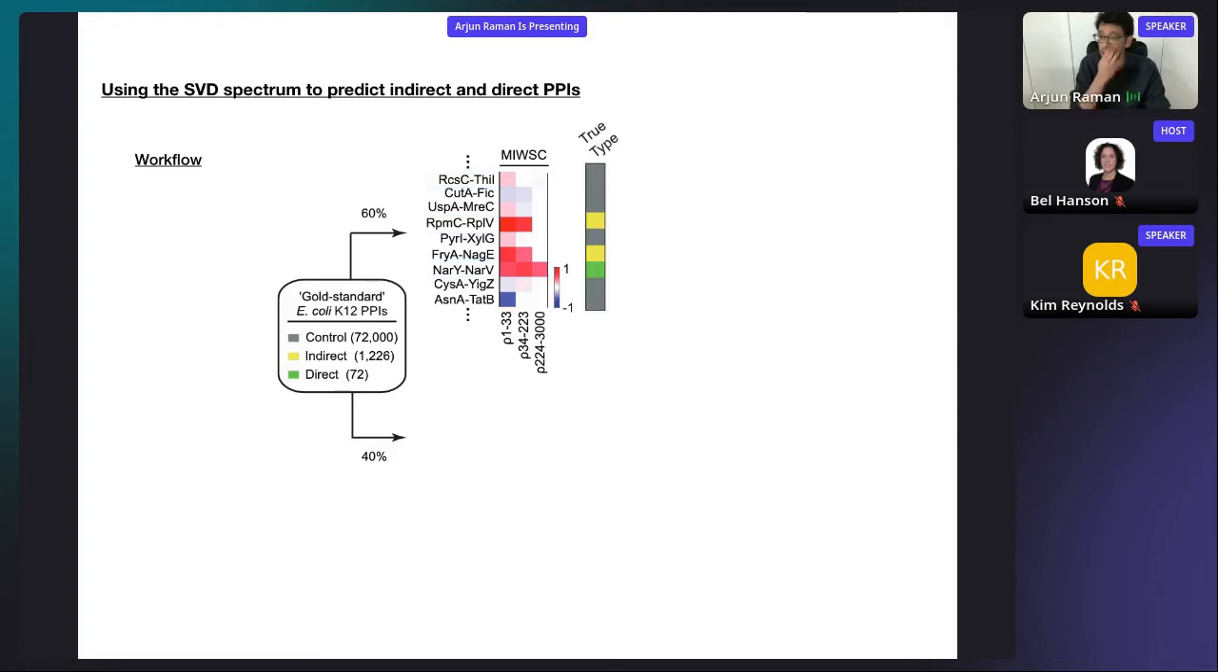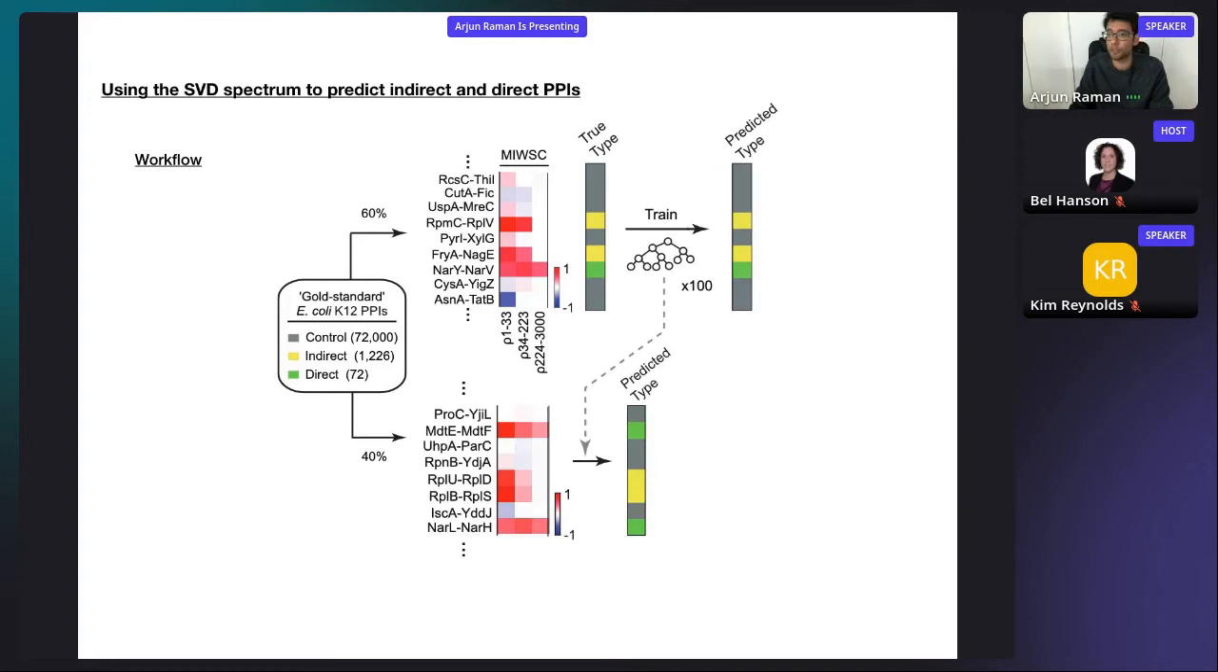So then what we did was, we know the true type of interaction, and so we can train an RF model based on this to be able to predict what the interaction is, and then test the fidelity of these RF models on the validation data set, which is an orthogonal data set to the 60% training set.